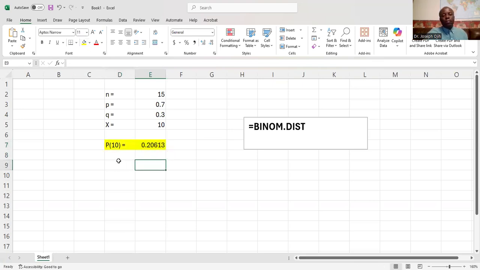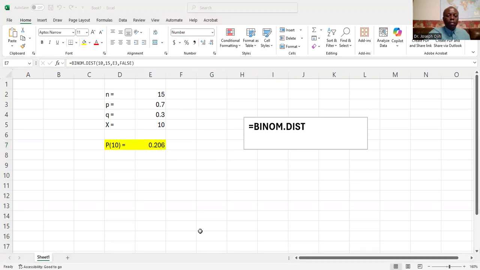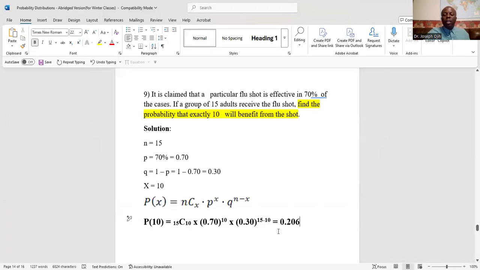Yeah, same answer we got. If I check it, you change it to three decimal places by clicking on this decrease decimal place. It says 0.206, which is exactly the same thing we got here. Okay, 0.206.